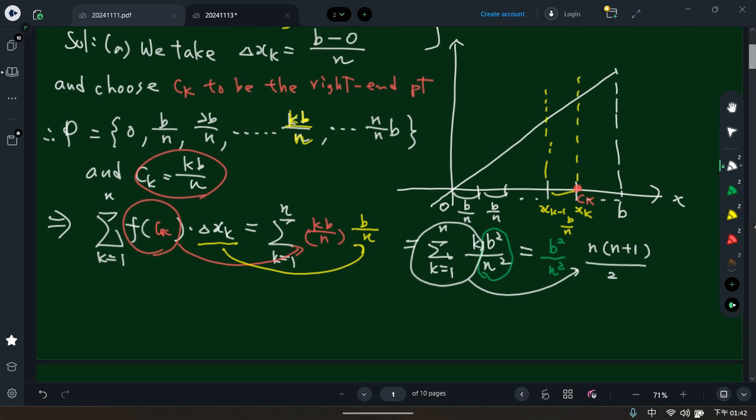Then we can continue to get that. We can get b squared over 2, then 1 plus 1 over n. So finally, the result will be like this one.